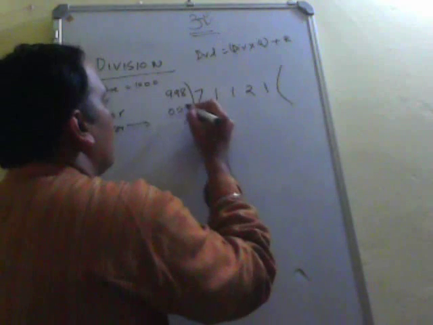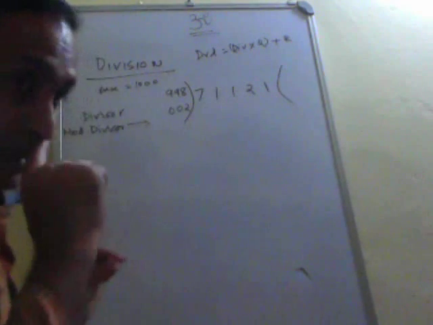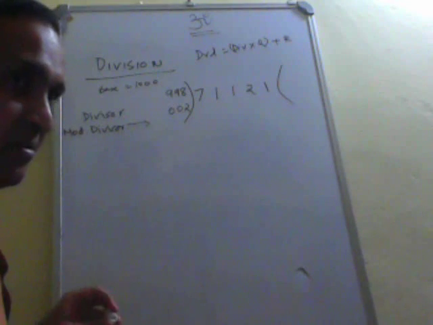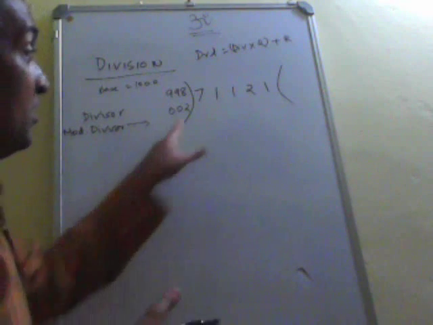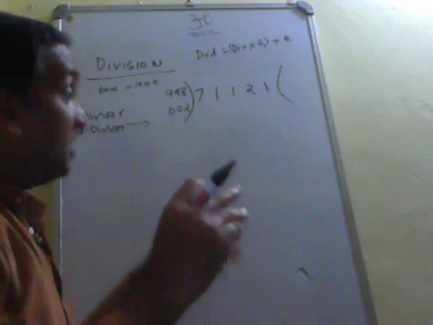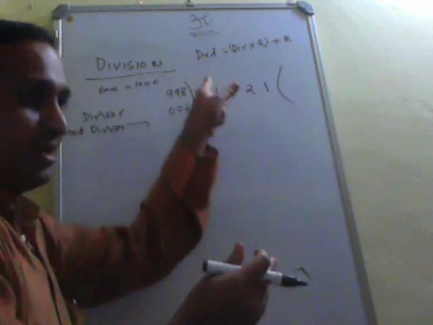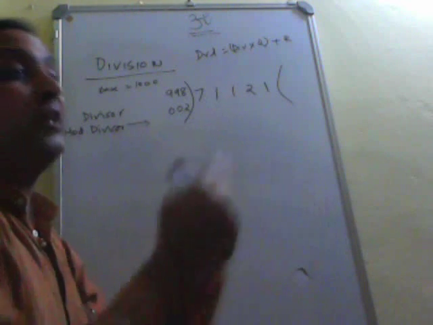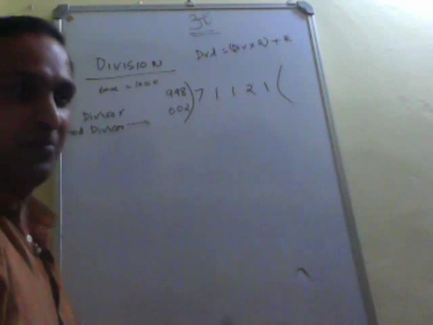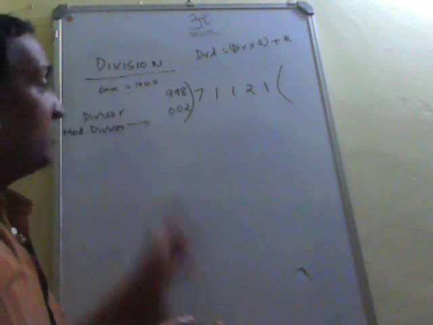The modified divisor will be... But if it is 1002, it will be 002 only. No, if it is, that is another case. If it becomes 1002, then this number will become 002 bar, because it is 2 less than 1000. Okay, that is another case.